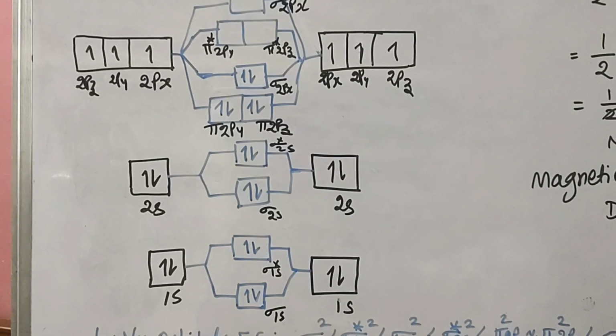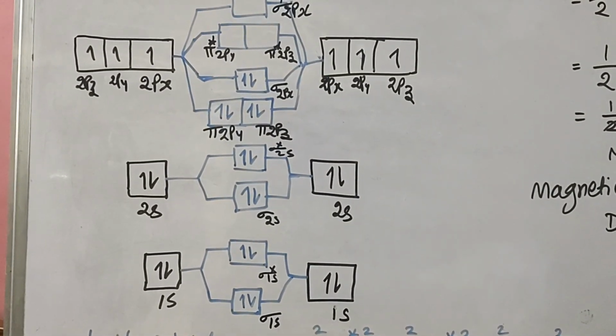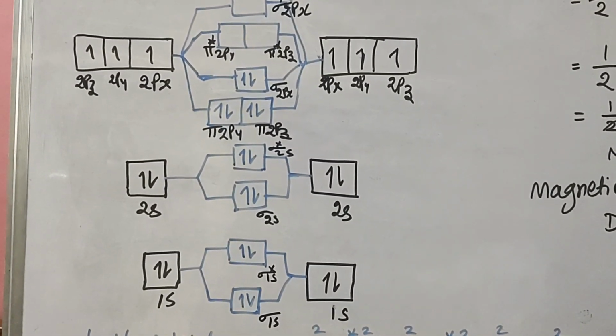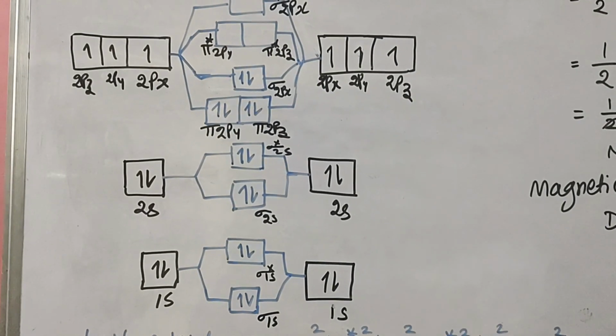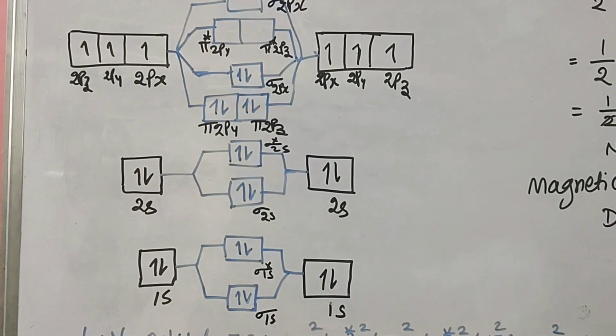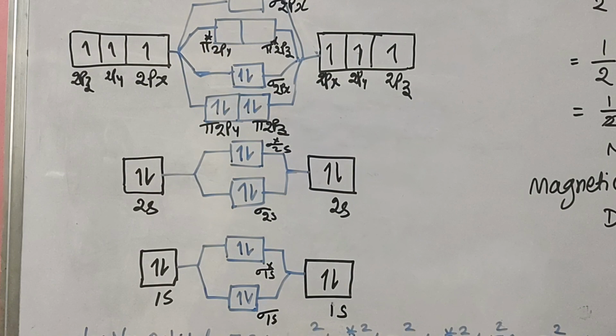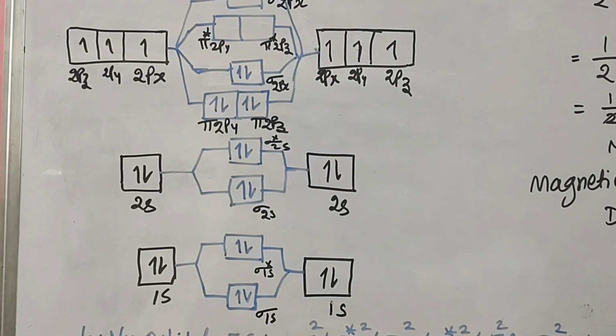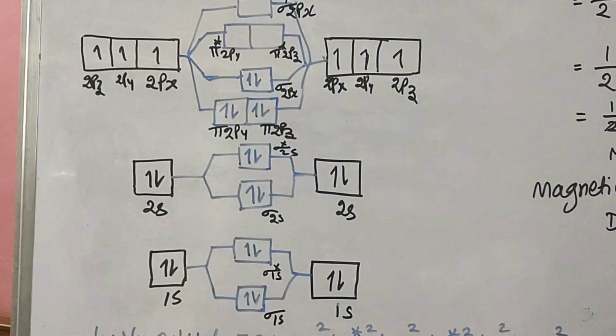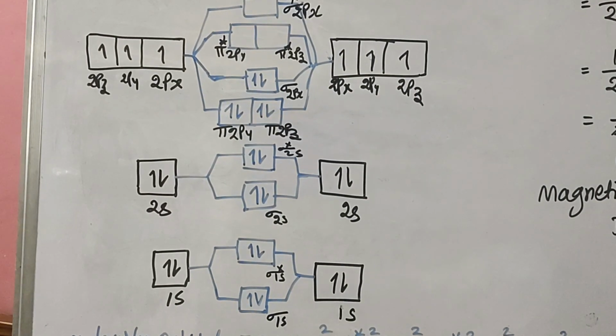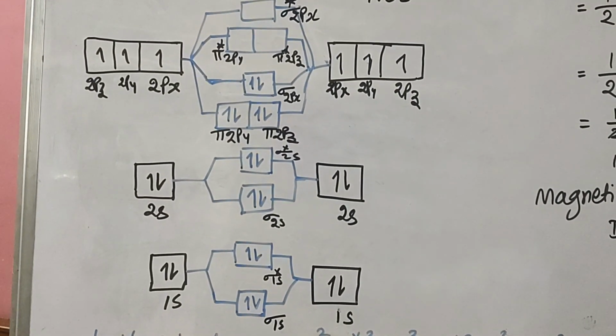By the linear combination of atomic orbitals, two atoms combine to form two molecular orbitals. They are the bonding molecular orbital and the anti-bonding molecular orbital. In this way, we have to show the total molecular orbitals in the middle.